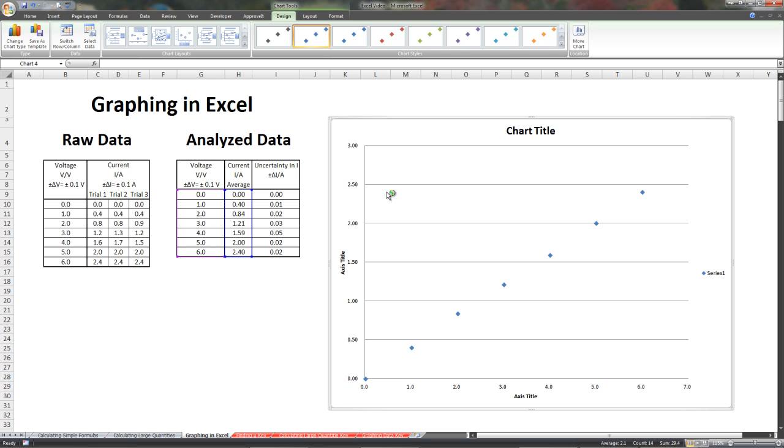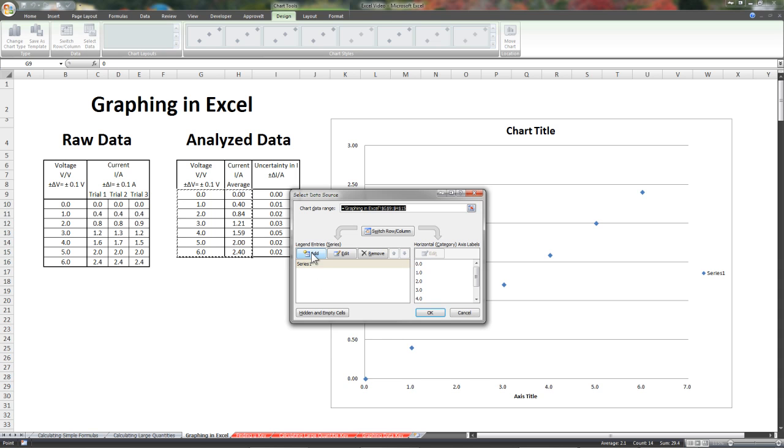Now, in order to add series to your data table, I'll go ahead and show you how to do that real quick. You're going to go up here to Select Data, and it's going to bring up this screen, and it shows you all the series that we have. And so if I wanted to add a series, I just click Add. If I want to edit the current series, I just click Edit.